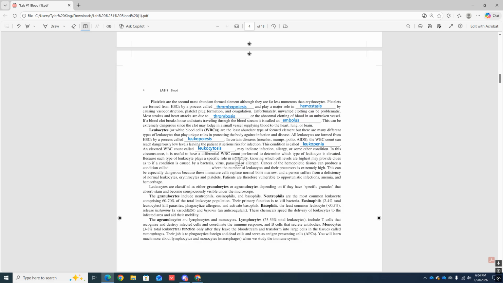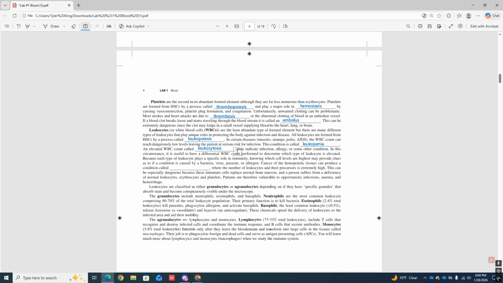It is useful to have a differential white blood cell count performed to determine which type of leukocyte is elevated. Because each type of leukocyte plays a specific role in immunity, knowing which cell levels are elevated might provide clues as to whether a condition is caused by bacteria, virus, parasite, or an allergen, for example.